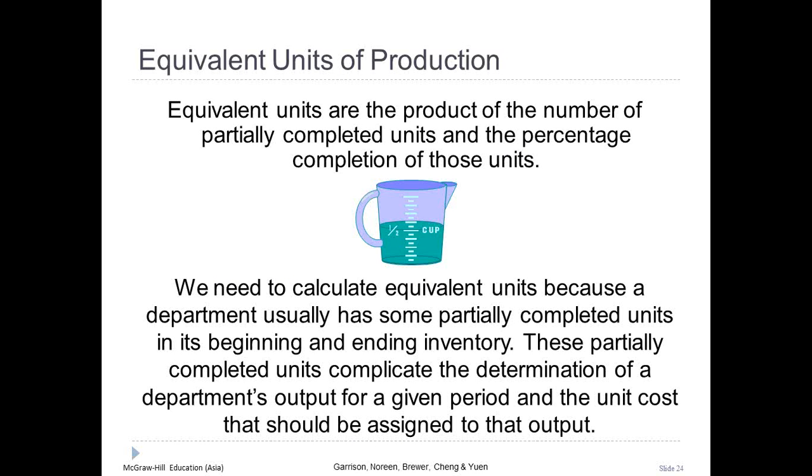Equivalent units are the product of the number of partially completed units and the percentage completion of those units. Equivalent units need to be calculated because a department usually has some partially completed units in its beginning and ending inventory. These partially completed units complicate the determination of a department's output for a given period and the unit cost that should be assigned to that output.